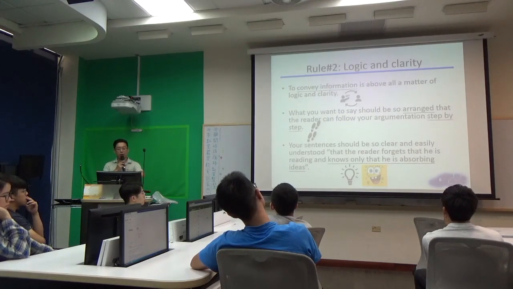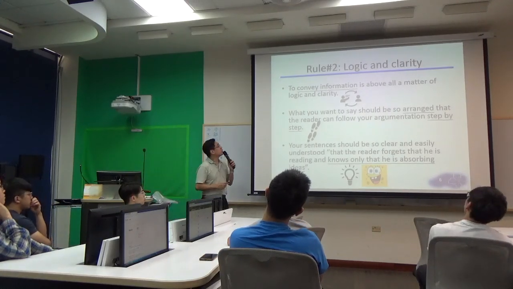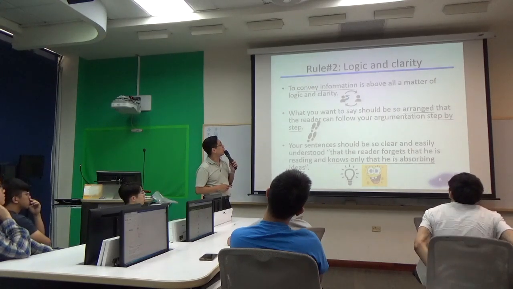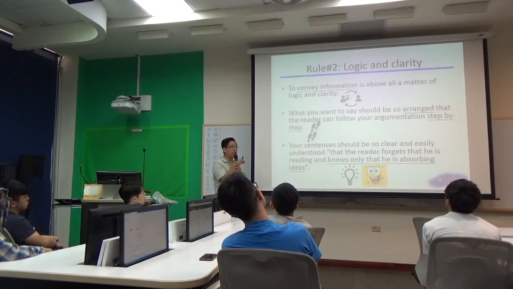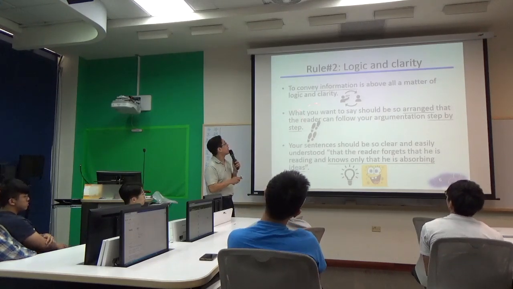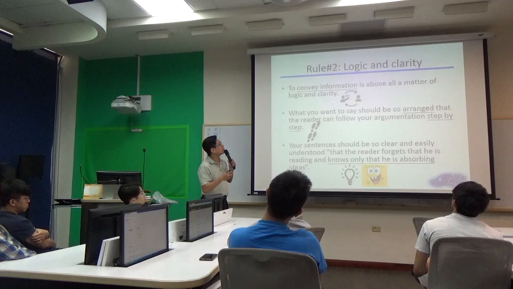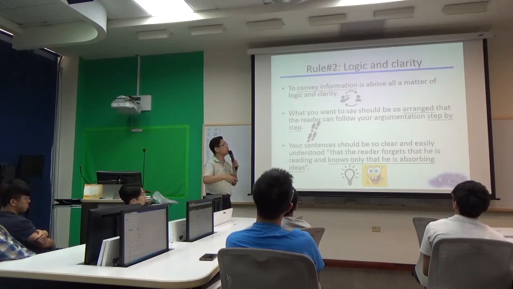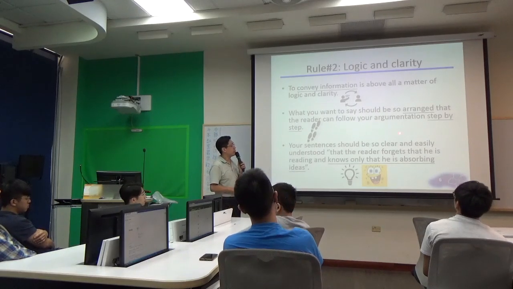Okay, so the second is logic and clarity. To convey information is all a matter of logic and clarity. The purpose of writing an article is not only to graduate or to publish a paper. The most important purpose is to convey, to transfer your information to other people. So it's all about logic and clarity. It's important, so what you want to say should be arranged.